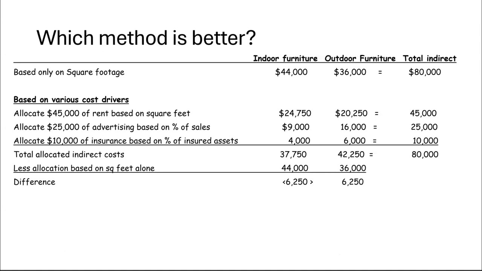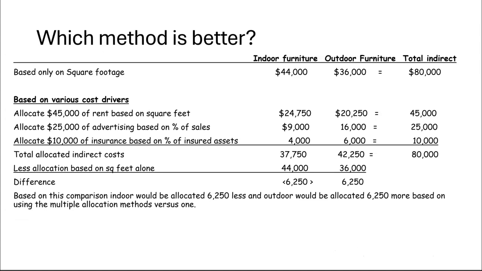So, since it benefits indoor furniture, they definitely would want to do it, but outdoor furniture would not want to do it, right? Because now they would be paying $6,200 more. So that's the problem with these allocations.